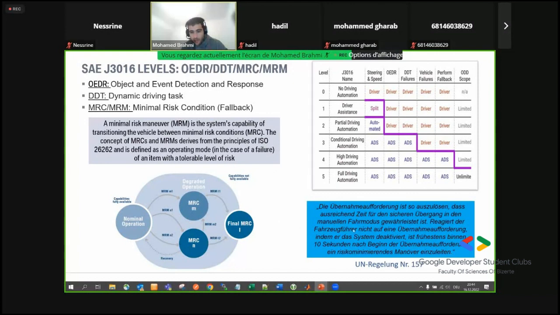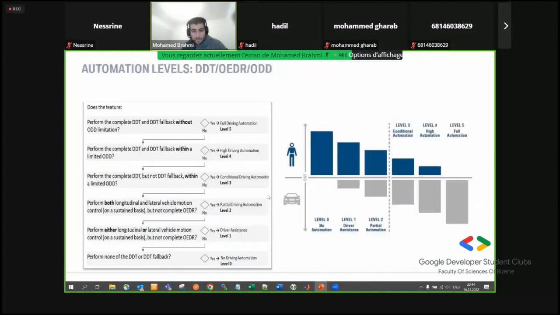By the way, this is where this 10 seconds is coming from. Unfortunately, the text is in German, but this is coming from a UN regulation, and this has really helped a lot to implement L3 systems. Here, exactly the same thing.